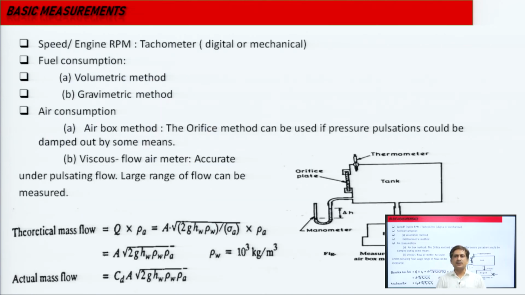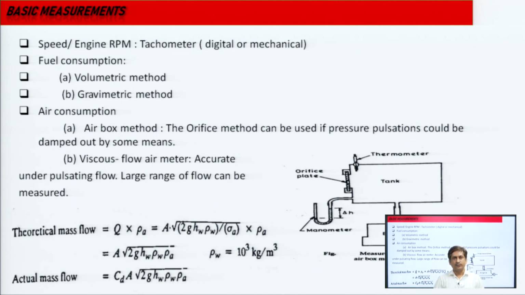These are the measurements, because the parameters which I have discussed in the last slides cannot be measured directly. We need some devices to predict these values, like speed or engine RPM. If you want to measure brake power, you cannot measure it directly. There is no instrument that can measure brake power directly, because the formula for brake power is 2 pi N T by 60. So, you need RPM and you need torque. The RPM is measured with the help of a tachometer. Nowadays it is available in digital or mechanical form.